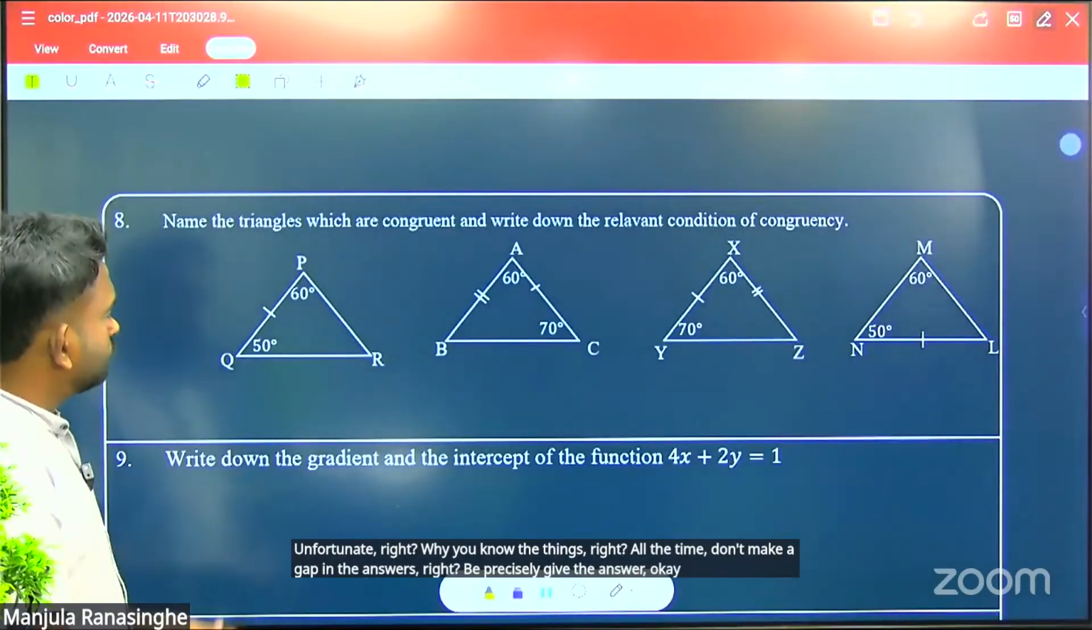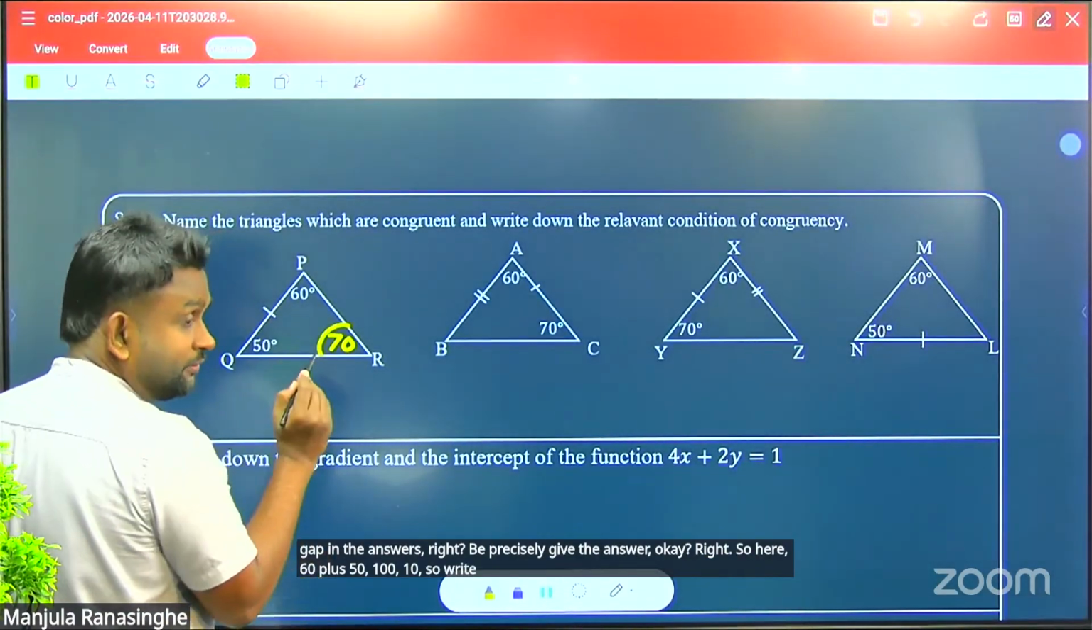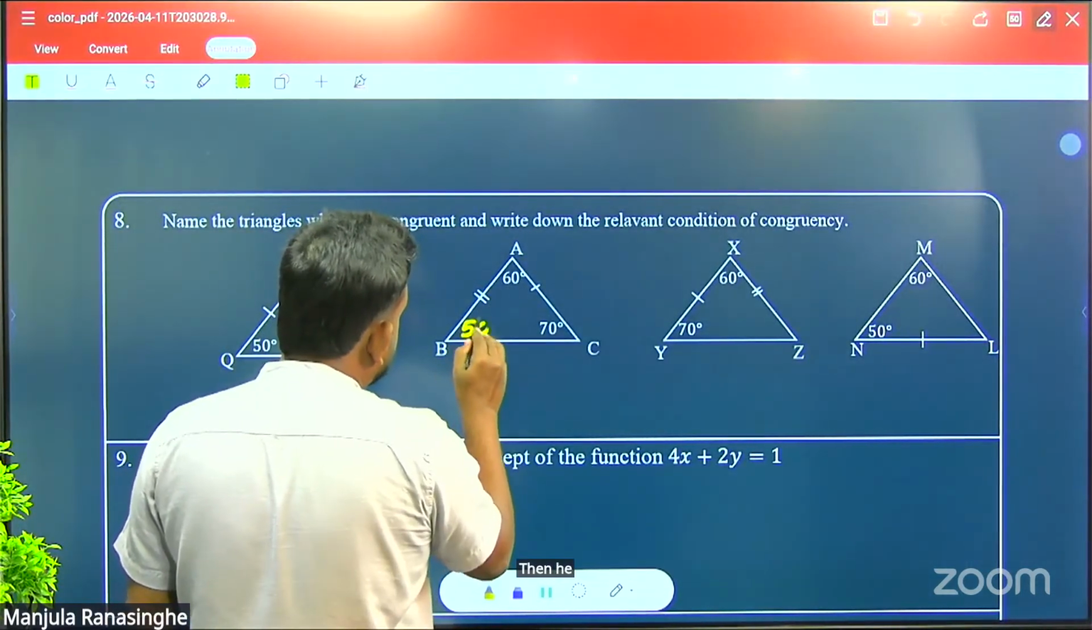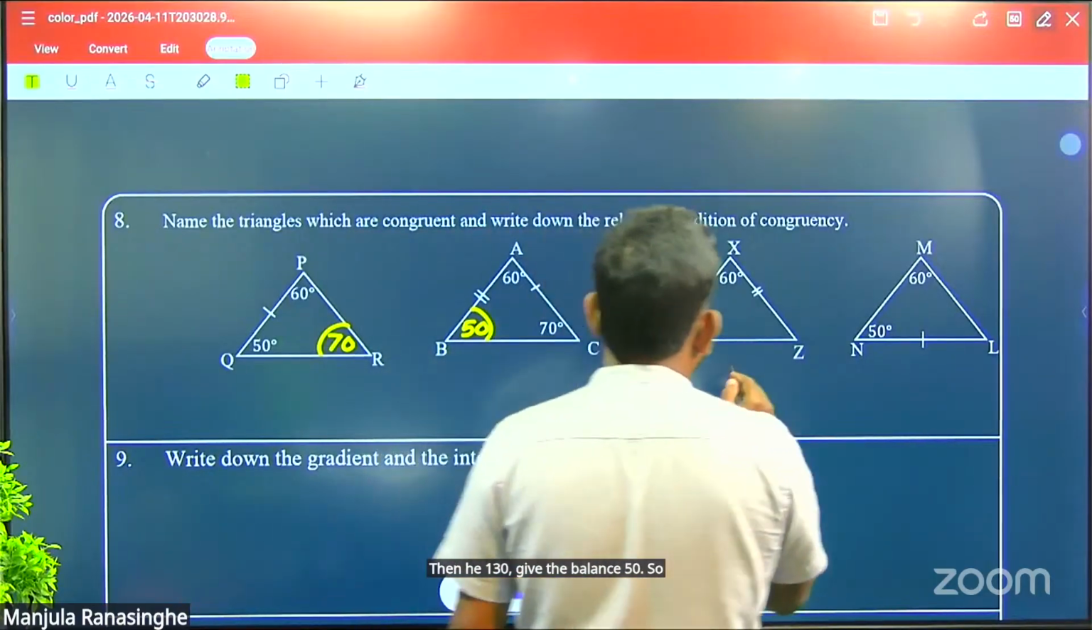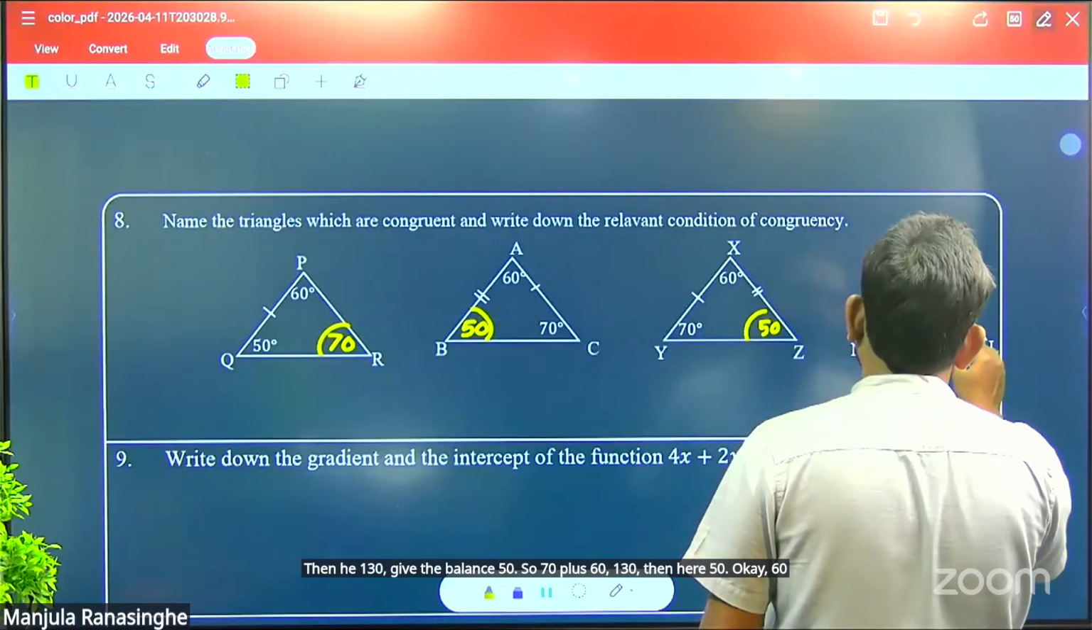So here 60 plus 50 is 110, so write the balance angle 70. Here 60 plus 70 is 130, so the balance is 50. Here 70 plus 60 is 130, then here 50. And 60 plus 50, then here 70.